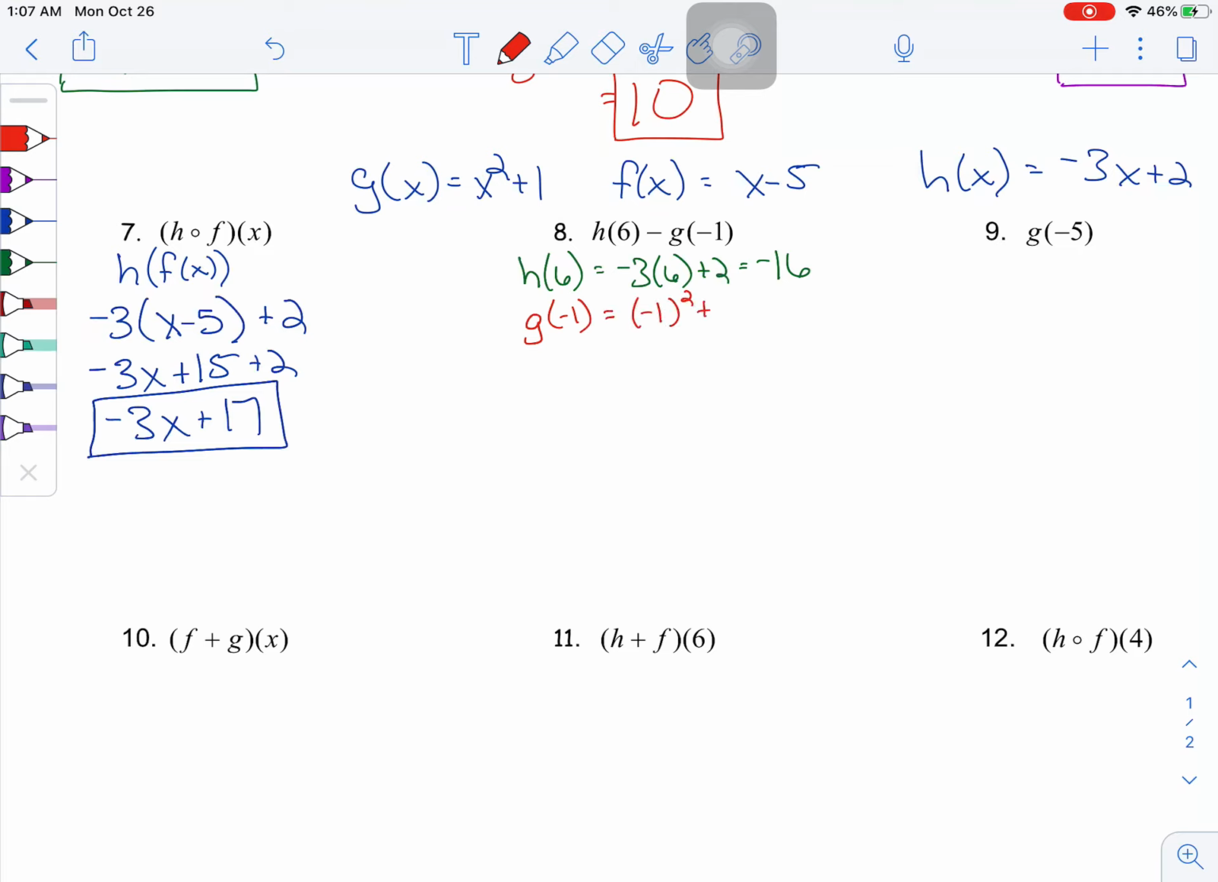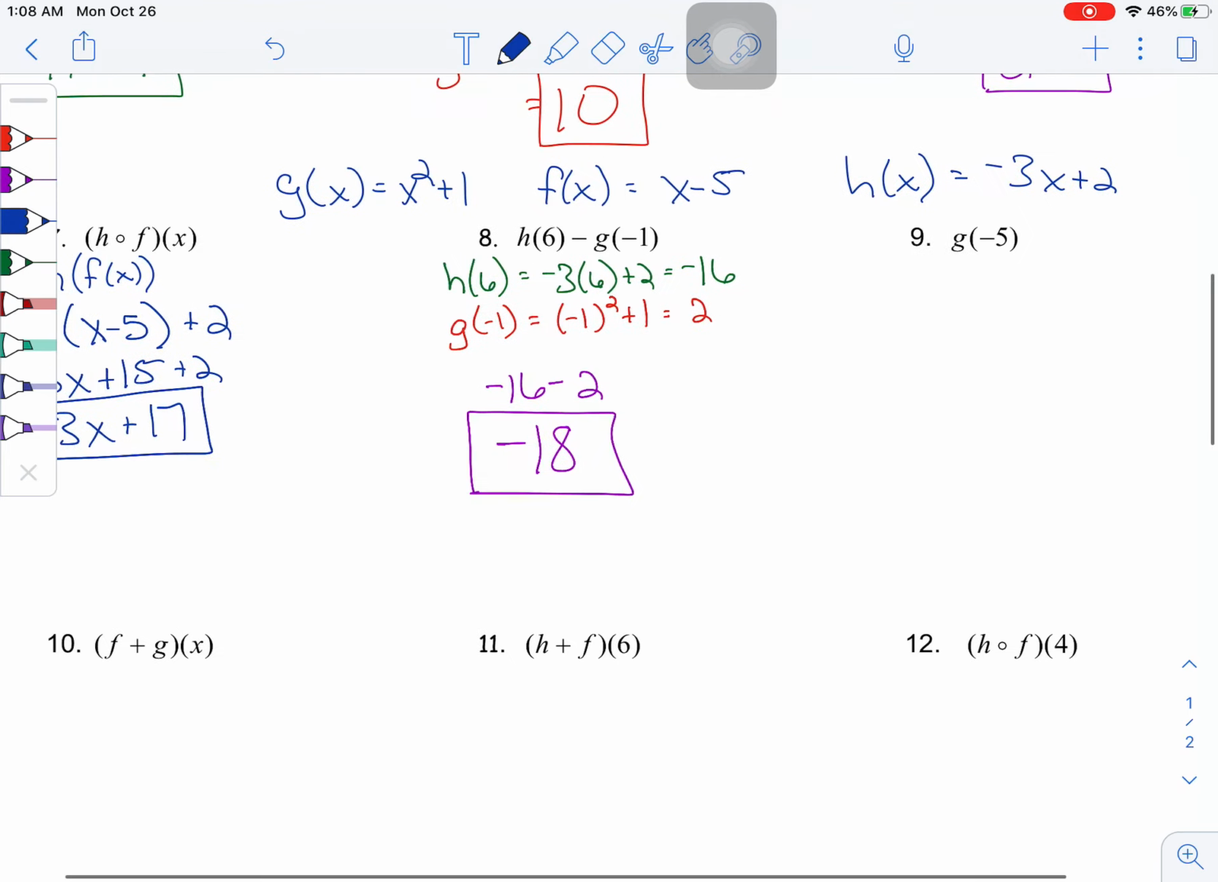Make sure when you're using those powers that you use parentheses, please. Those negatives can sometimes be a killer. So let's see, -1 squared is 1. 1 plus 1 is 2. And so if we go ahead and do our h of 6, that's -16, minus g of -1 is 2, so that would be -18.